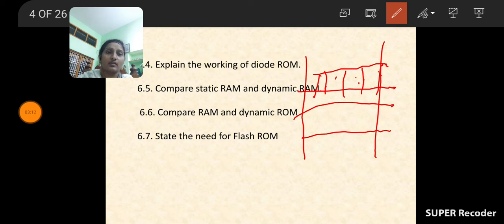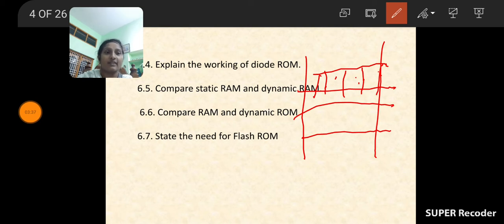What is the capacity of each flip-flop? 1 bit. So what is the name of the flip-flop in the memory? Cell. And in which way will it store the binary information? It stores the energy either in electric form, magnetic form, or optical form. Is it clear?